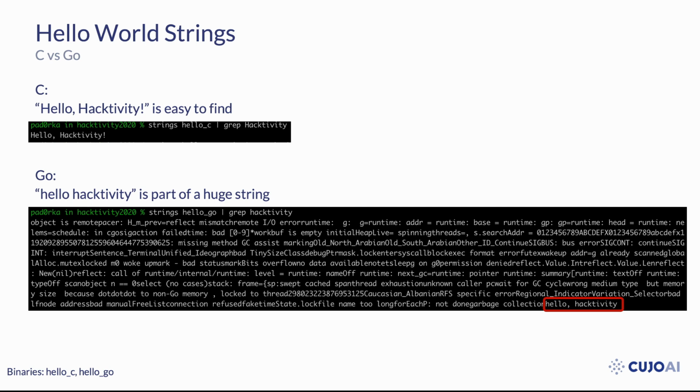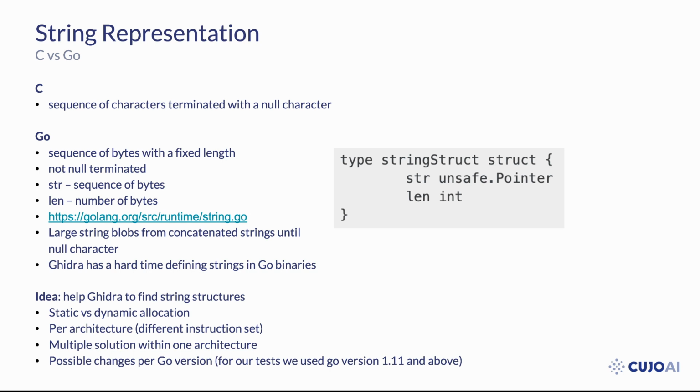So why is it happening? Why do we see these? While we are used to the C strings, which are sequences of characters terminated with a null character, it's very easy. This is what the strings utility is looking for. But in Go, strings are defined in a different way. These are sequences of bytes with a fixed length, and there is no null termination. So there is a so-called string structure, which consists of a pointer to the sequence of bytes, which is our string, and an integer, which is the length of the string.